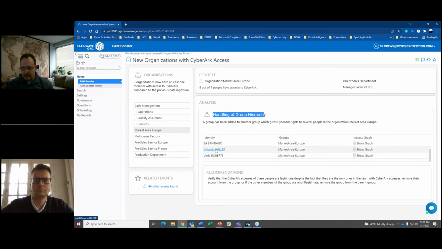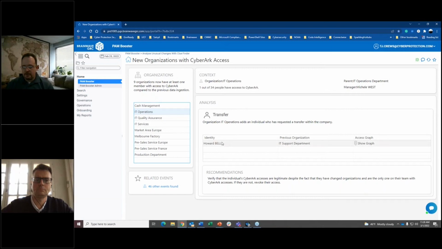And as I mentioned, I come down here and I see Orlando Fuller's name in here. I've already gone into his account. I've already shown you the graph. So I'd like to focus on a different organization within here because it's a little different. And that is the IT operations, Mr. Howard Bell. Right now I've got Howard Bell in a previous organization that was reported from HR, and that's the IT support department. But he's been moved now to IT operations within HR.